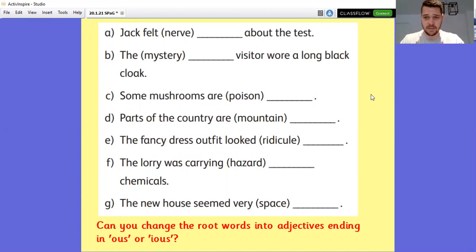So the first one, let's do together. Jack felt nerve about the test. So the root word is nerve. So to make that an adjective, that root word ends in E. So we need to remove the E and add OUS. So Jack felt nervous. NERVOUS. See if you can complete the rest of them. Neatest presentation, correct punctuation, and accurate spellings. Pause it here and your answers are going to come up on the next slide.